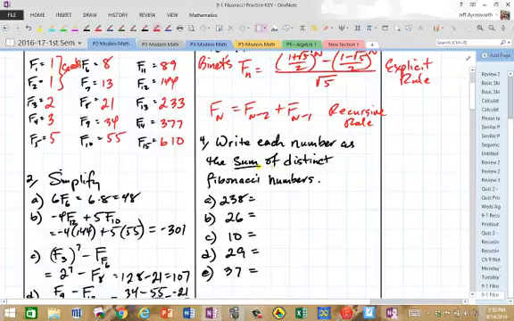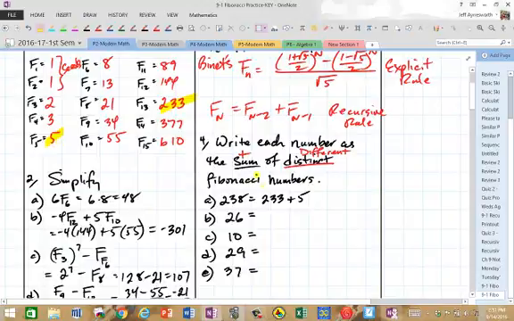Write each of these numbers as a sum of distinct, which means different, Fibonacci numbers. So we're going to use these numbers in red, these Fibonacci numbers. And I see that 233 plus 5 more is 238. So 233 plus 5 equals 238. It's this number here and that number there. It's the 5th and 13th Fibonacci numbers. That's all you have to do.